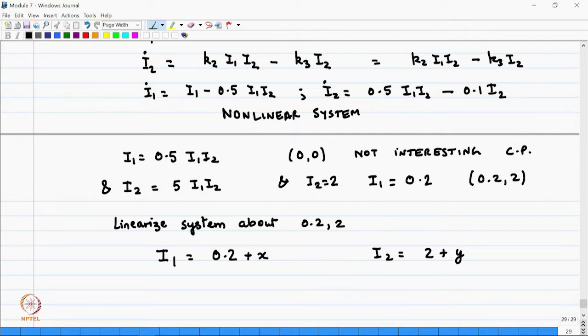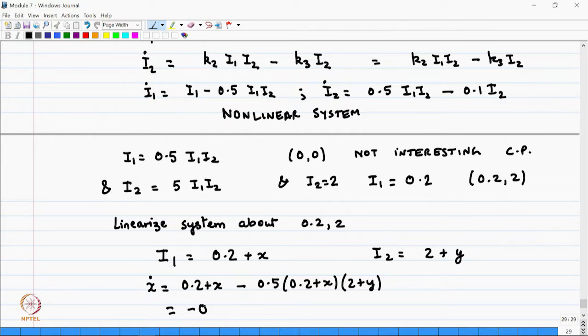Okay. Then I can write this equation as x dot is equal to I1, that is 0.2 plus x, minus 0.5 into 0.2 plus x into I2, which is 2 plus y. And what you will get is the 0.2 will cancel because of the first term. And the x, so you have 0.5 into x into 2. So again that will cancel the x. Okay. So you will just have a term that involves y.